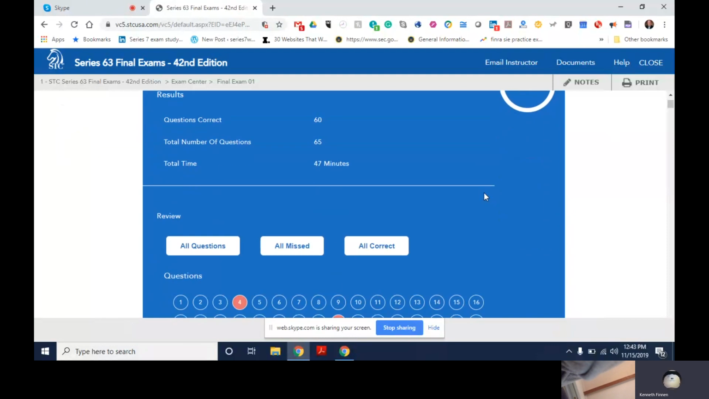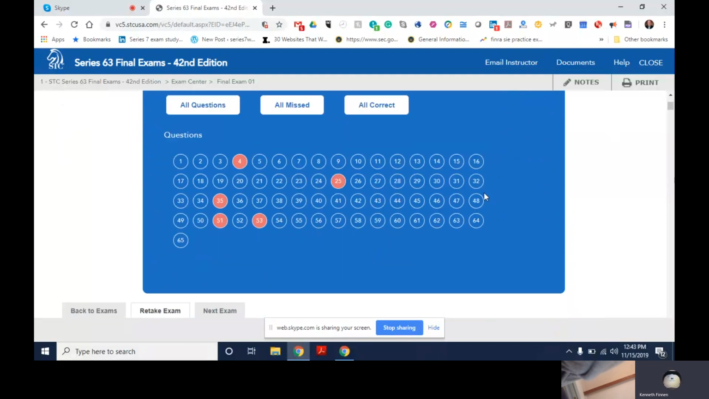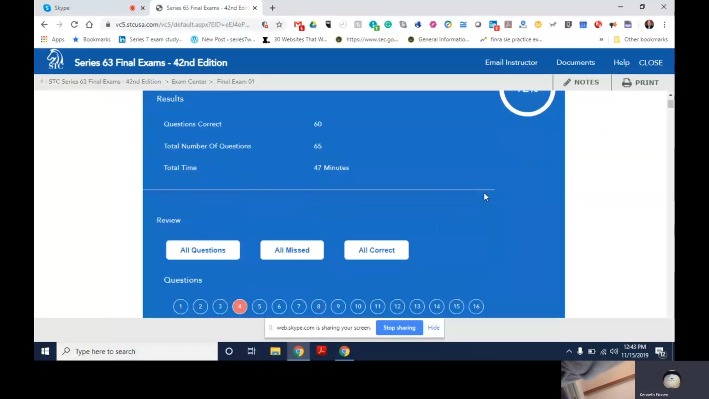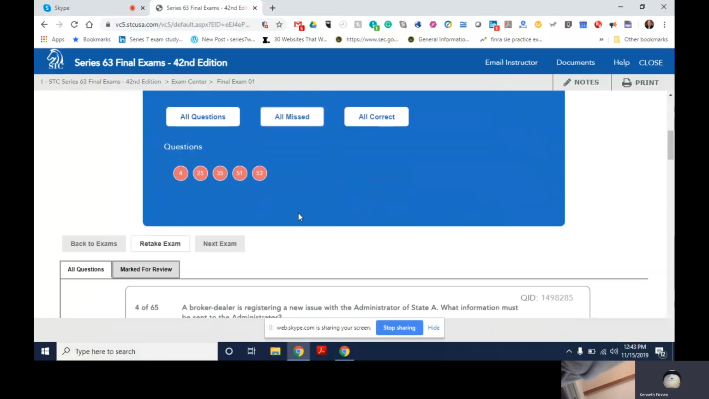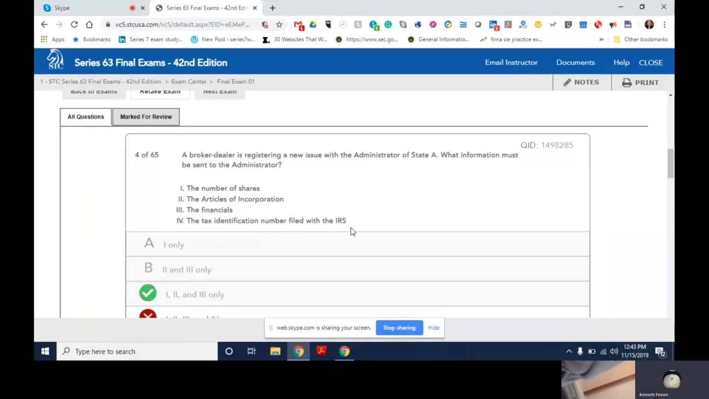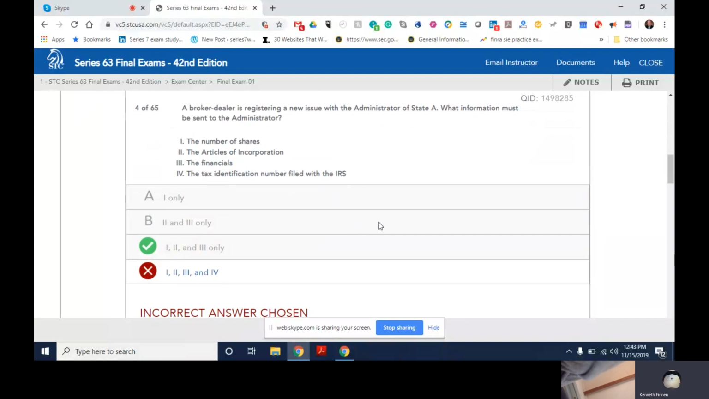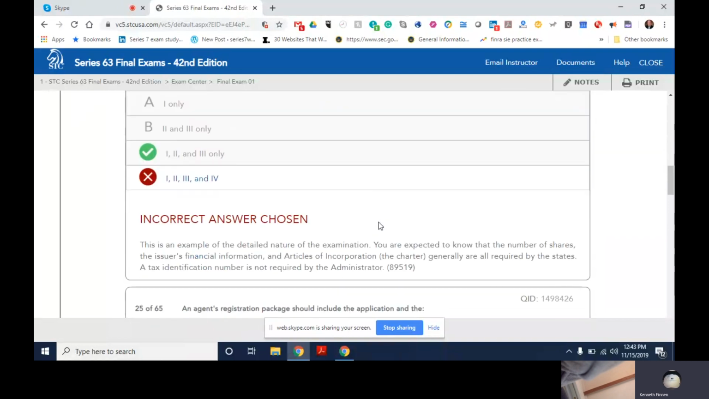Okay. Got a 92. I got 5 wrong because I was rushing through it. Those are the 5. There we go. So let's make sure we got these. We'll go through them real quick. Why did I get this wrong? Because I added in the TIN number, which I don't care about. Okay. I made a mistake on that.